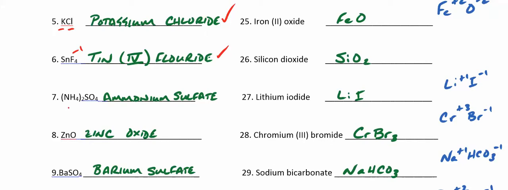Occasionally, we have polyatomic ions for both the cation and the anion. That's what's happening here. We've got ammonium sulfate for number 7.